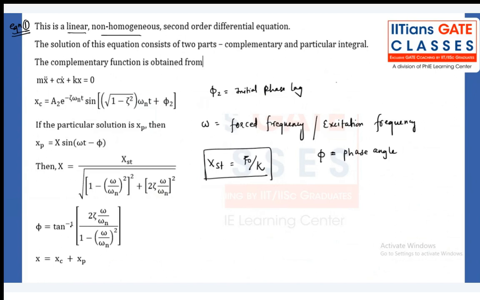What is the X static? X static is known as F naught by k. What is the omega? Omega is nothing but the forced frequency or excitation frequency. What is the phi? Phi is nothing but the phase angle. What is the tan phi? See how we are getting these formulas. We will discuss further. No need to worry.